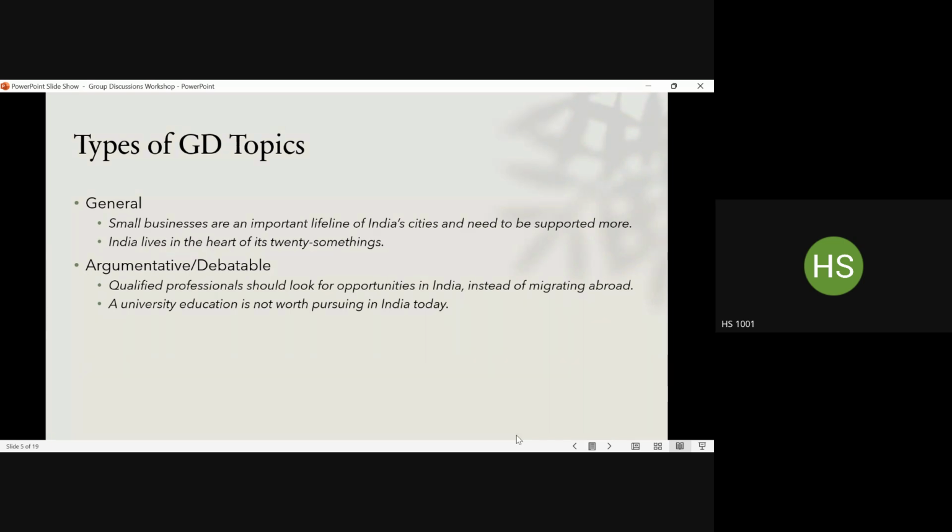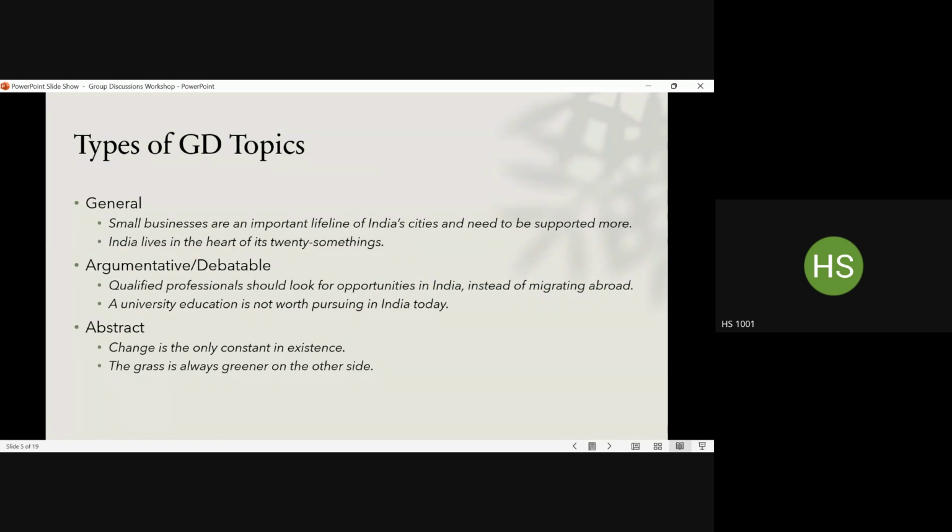Another argumentative topic. A university education is not worth pursuing in India today. No two people will agree on that topic. Some will say it is worth pursuing. Some will say it is not worth pursuing. Some will say it is worth pursuing if you can get into an elite institution. Okay? So people's opinions will greatly differ. This is also an example of an argumentative topic or a debatable topic.